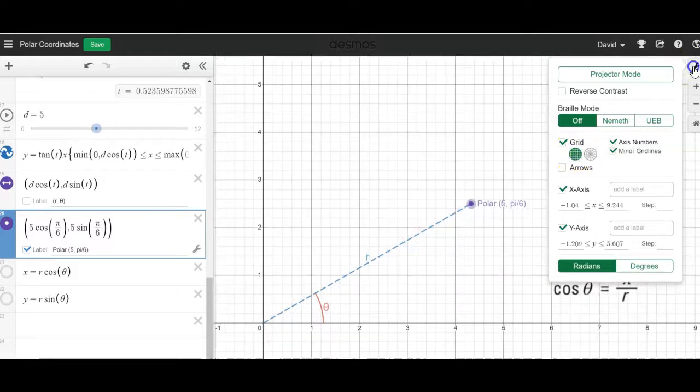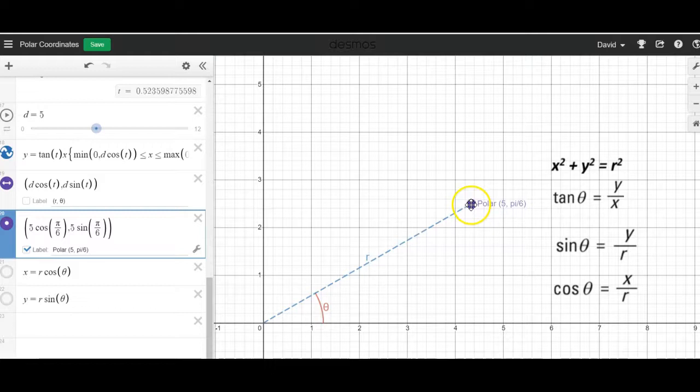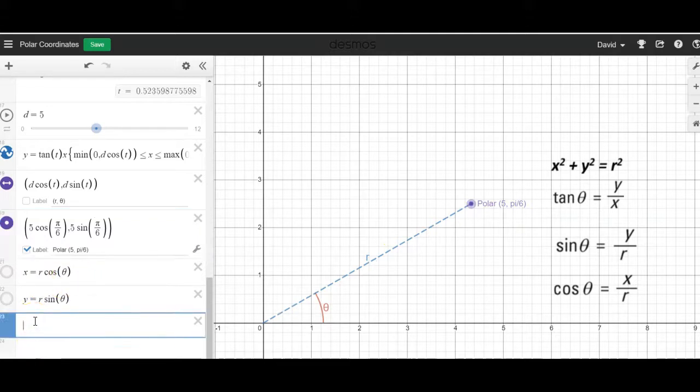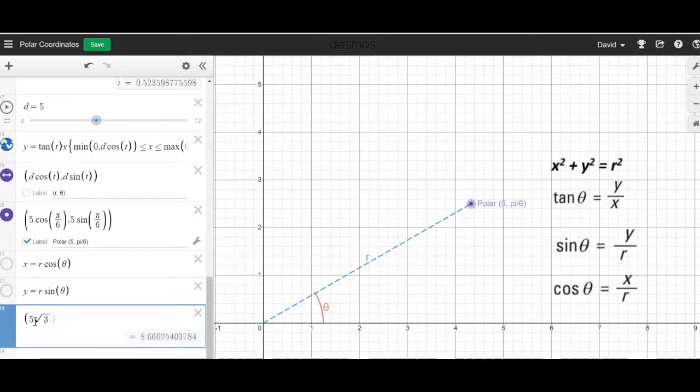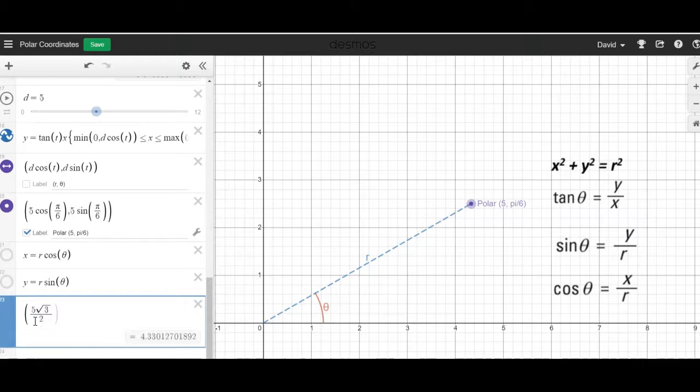So what would this be in rectangular? Well, x equals r times the cosine of theta. So 5 times the cosine of pi over 6. What's the cosine of pi over 6? Again, look at your unit circle. The cosine of pi over 6 is the square root of 3 over 2. So r times the square root of 3 over 2. The x-coordinate is 5 times the square root of 3 divided by 2. That's our x-coordinate.